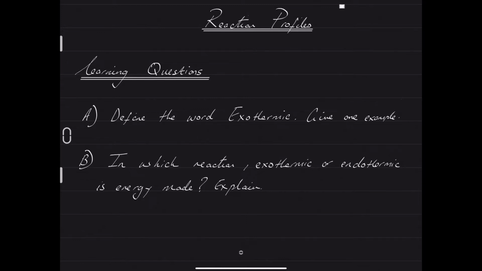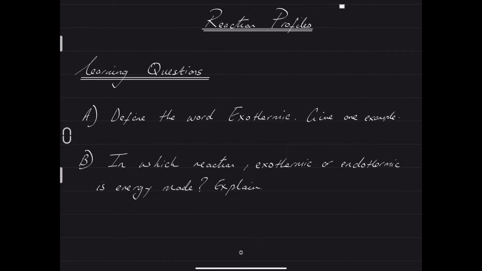So first one, I want you to define the word exothermic and give one example. Then I want you to tell me how to answer this question, and explain your reasoning behind it. It is: in which reaction, exothermic or endothermic, is energy made? And I want you to explain your answer. I'll repeat again. In which reaction, exothermic or endothermic, is energy made? And then I want you to explain your answer.